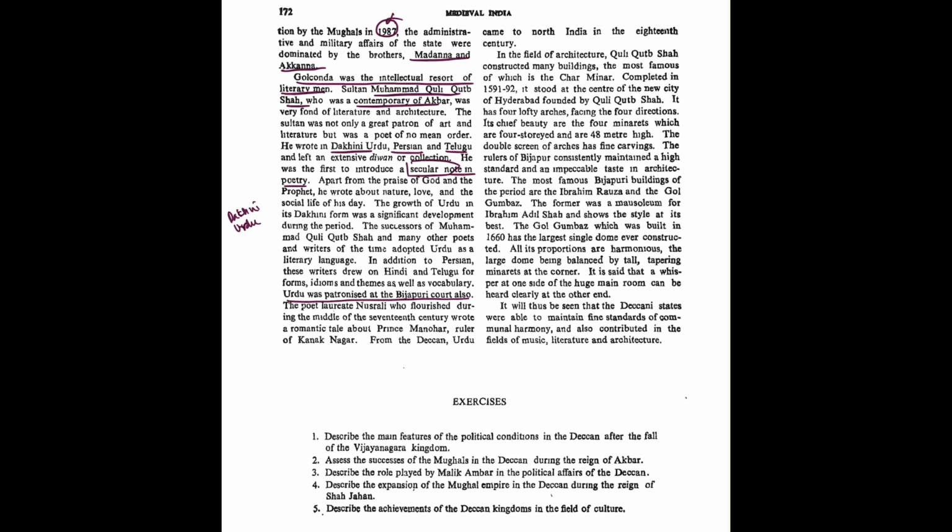The poet laureate Nusrat Ali, who flourished during the middle of the 17th century, wrote a romantic tale about Prince Manohar, ruler of Karnataka. From the Deccan, Urdu came to North India in the 18th century.